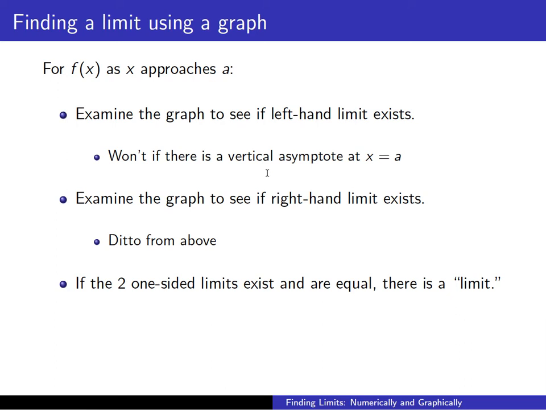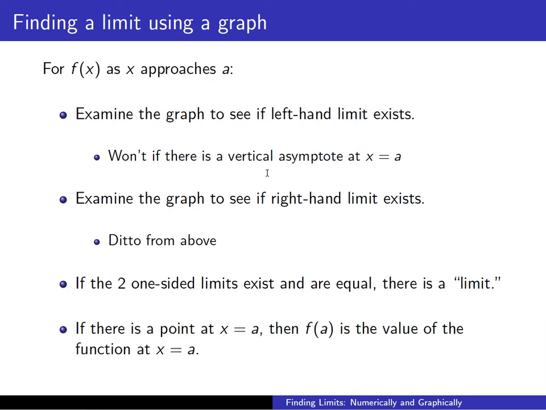That was the implication from the end of the last video. If there is a point at x equals a and the function is defined for that value of a, then f of a is the value of the function at that point. Again, limits aren't concerned with what the value is at that point. They care about what happens around that point. But to find the value at that point, just look on the graph for where the function is defined there.